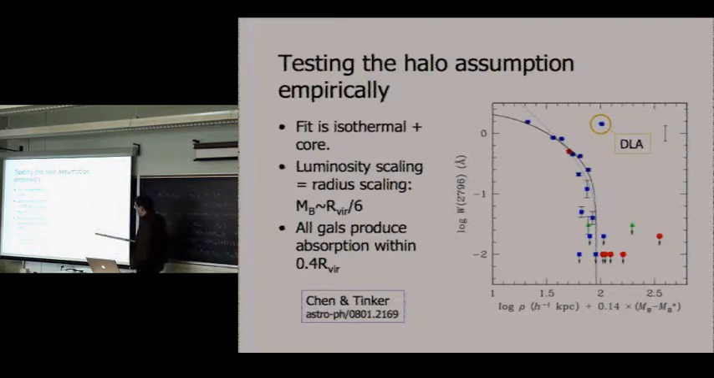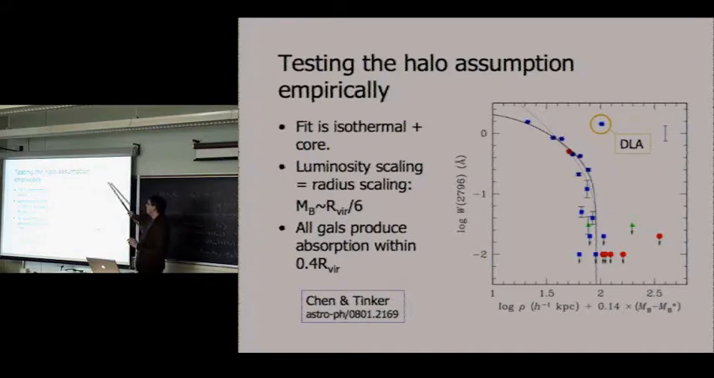So inside of 100 kiloparsecs, or 0.4 times the virial radius, all galaxies basically produce this magnesium-2 absorption, in agreement with the results we got a couple of slides ago that the incidence rate for these types of galaxies has to be 100%, outside of which you don't get any.